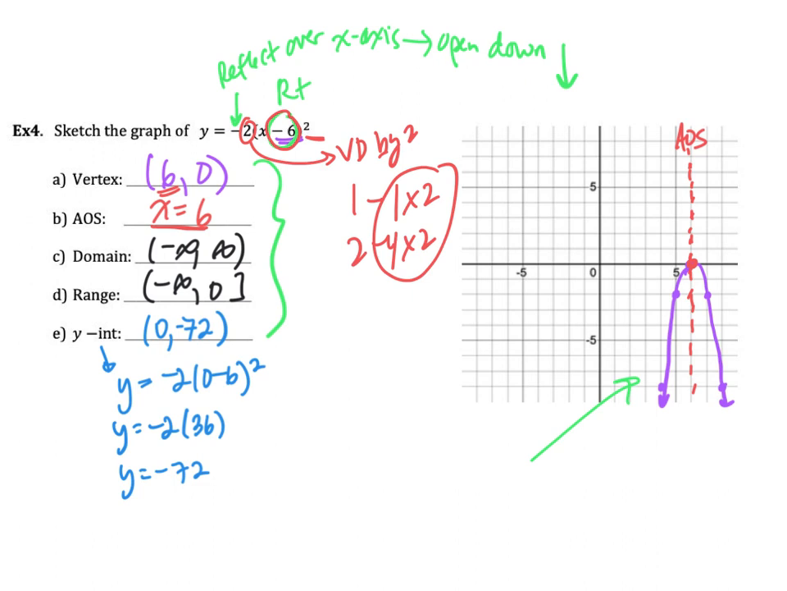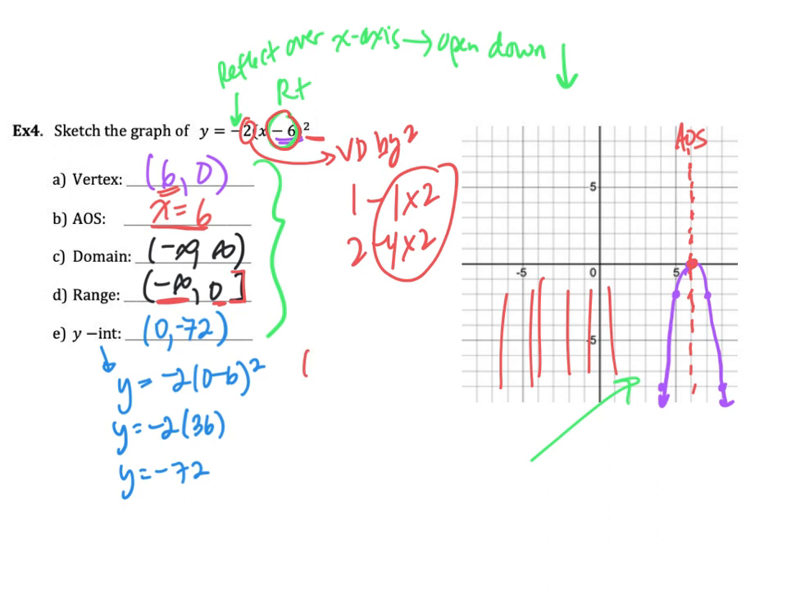It's x equals 6. Your domain is all real numbers. Your range this time is all the numbers down here in the negative, so it's from 0 downward. But remember, you always go from least to greatest, so it's from -infinity to 0, inclusive, because the vertex is at 0.